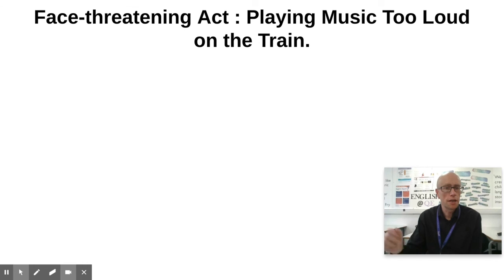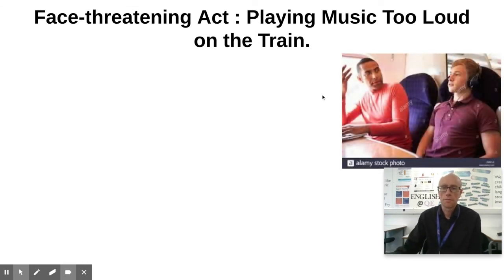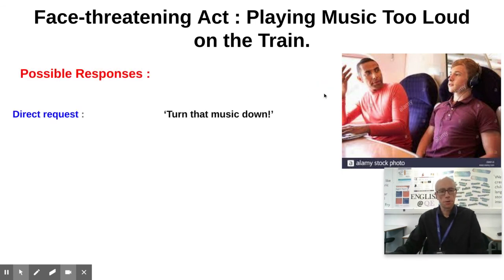Imagine that you're on a train, you're next to somebody who is playing their music too loud, and it's beginning to annoy you. Now, what are your possible responses? Well, you could do a direct request. Turn that music down, like that. Now, the only problem with that in public situations is that if you do a direct request like that, that might be perceived as a face-threatening act, in which case you might get into some kind of confrontation.